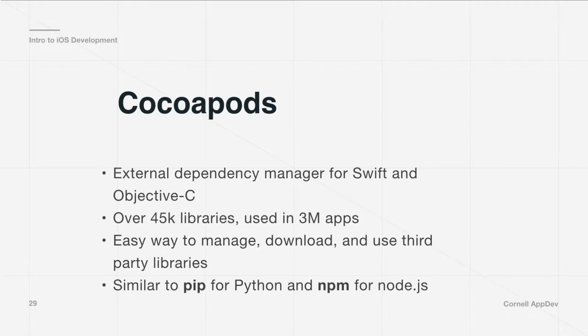So how do we manage these external libraries? The way we do that is through this thing called Cocoapods. Cocoapods is just an external library manager for Swift and Objective-C. So let's say I wanted to add an external library to my app. What I could do is use Cocoapods to install it into my project and then use that code in my project. If you've done Python or Node before, it's similar to pip or npm. So it's just a way for you to install and add new external libraries to your application. Any questions about that?